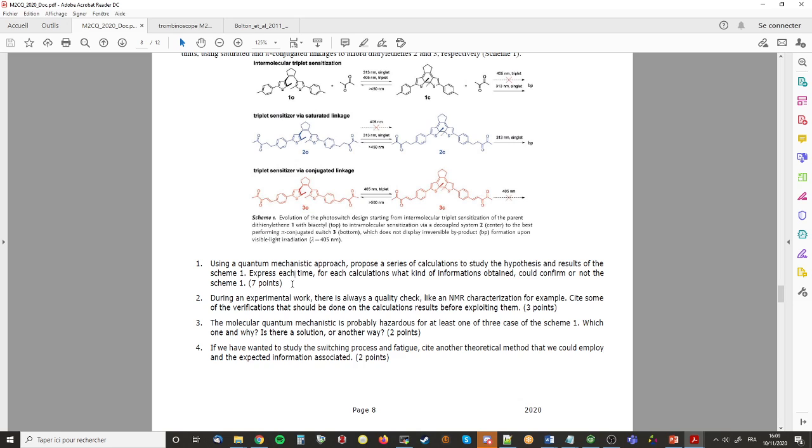And I say again, my objective is not to form theoreticians, but to form scientists who know what can be done with computational calculations to help them, or to break some blocking points, for example, or to optimize the results.